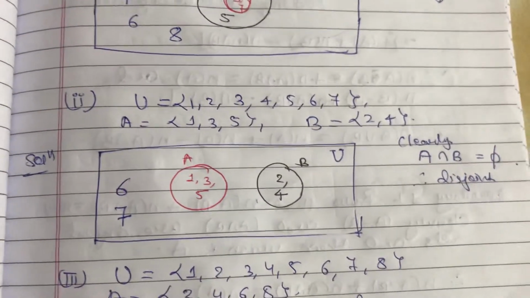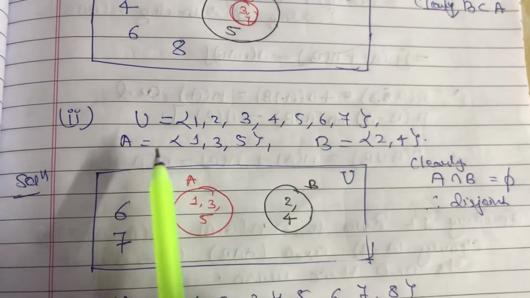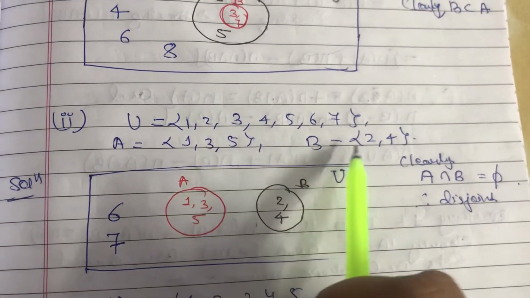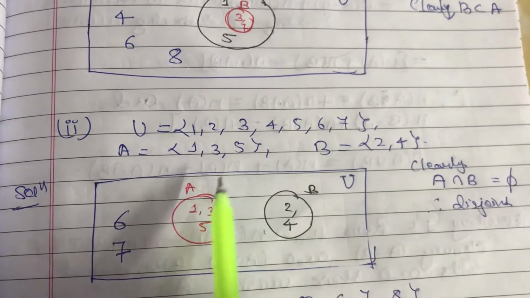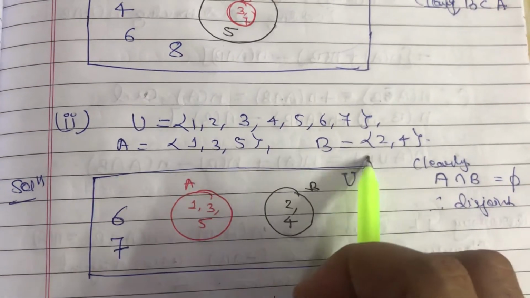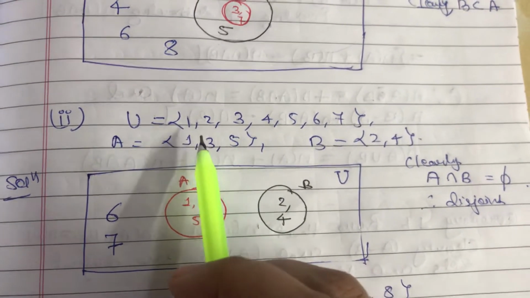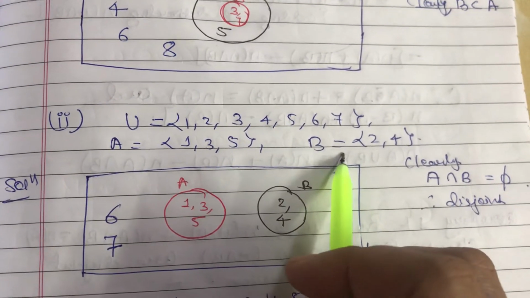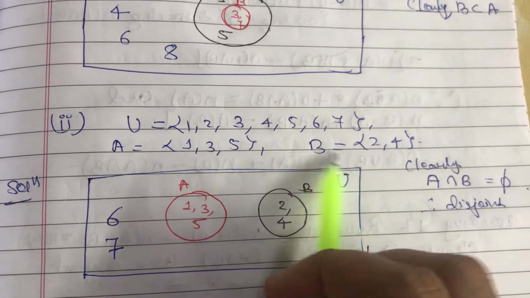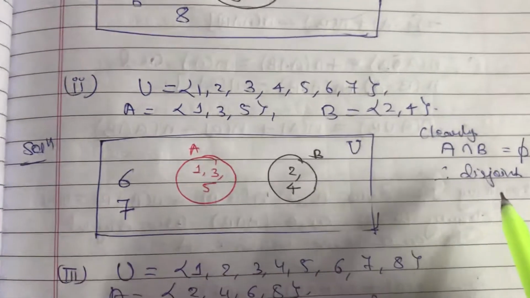Let's talk about the next question, which is U is 1, 2, 3, 4, 5, 6, 7. Set A is 1, 3, 5. Set B is 2, 4, right? Now it is very clear that there is no relation between A and B, that none of the elements of B are present in A, neither are the elements of A present in B. So definitely they are disjoint sets because A intersection B is equal to null. So definitely it's a case of disjoint sets.